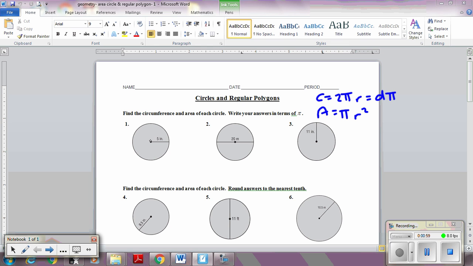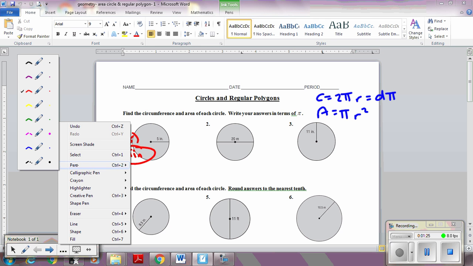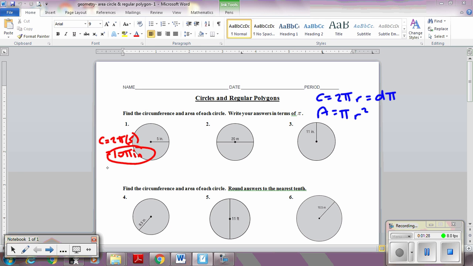So for the first question, they provide us with the radius. It's 5 inches. So to find the circumference, we're going to use 2 times pi times radius, which is 5. If we're going to leave it in terms of pi, all we need to do is multiply 2 with the radius. So that would be 10 pi inches is our circumference. For our area, we're going to take pi times 5 squared, and 5 squared is 25, so this would leave us with 25 pi inches for the area.